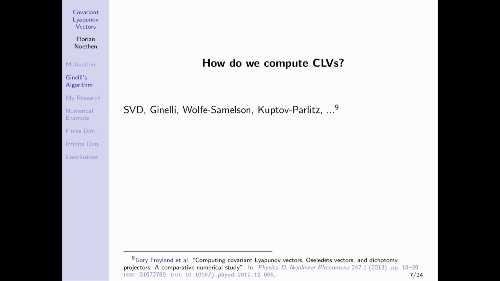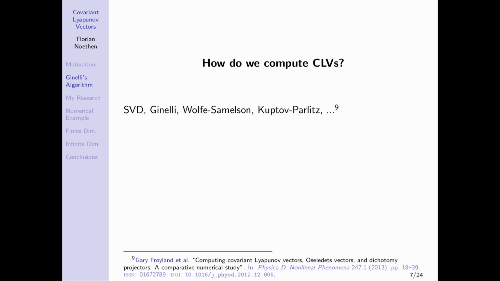Now that we've seen several applications of covariant Lyapunov vectors, we asked ourselves, how do we compute covariant Lyapunov vectors? There are several algorithms to compute them. Some of them have a more static approach using a singular value decomposition of the linear propagator, and some have a more dynamical approach using forward and backward propagation along the background trajectory using the linear propagator. Most algorithms rely on one of the two approaches or combine them in order to compute CLVs.